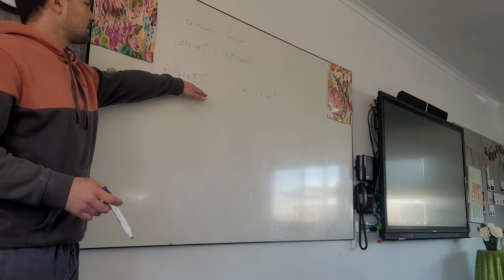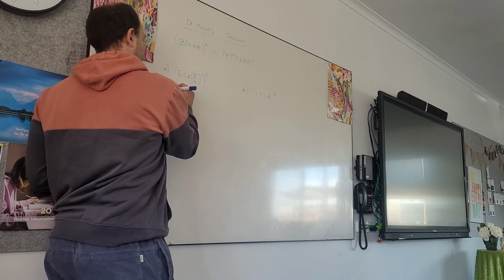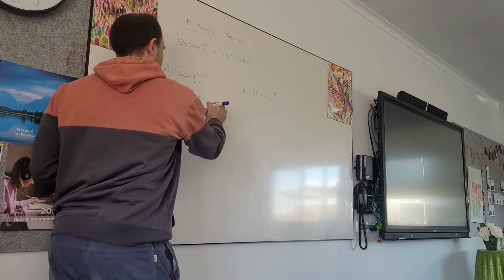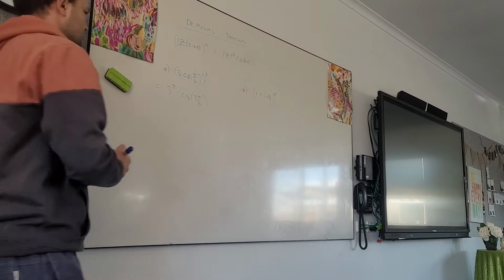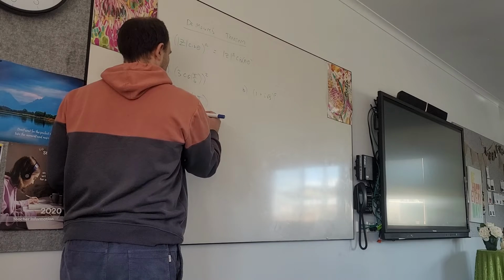So if we have 3 cis pi on 6 squared, it's going to become 3 squared cis of 2 pi on 6. Okay, so in polar form, that would be 9 cis of pi on 3.